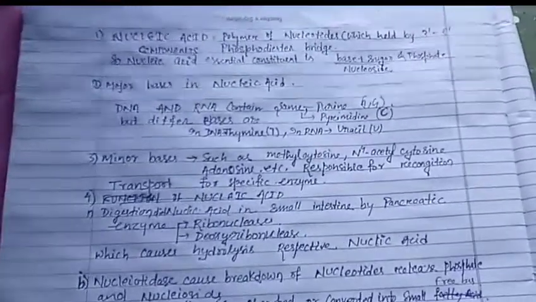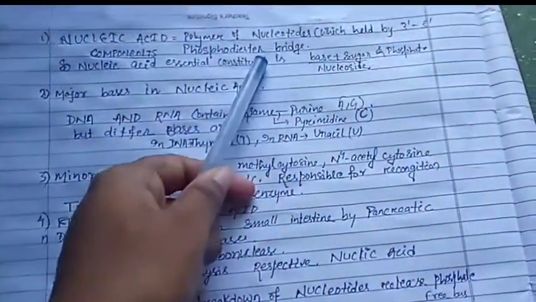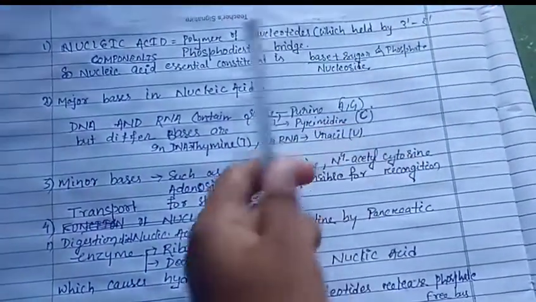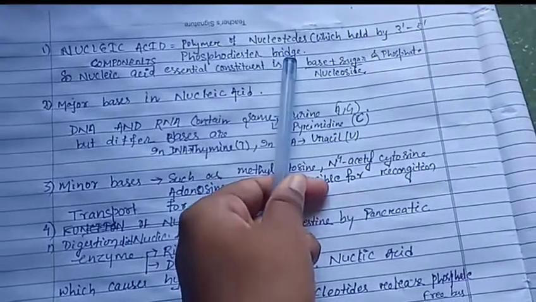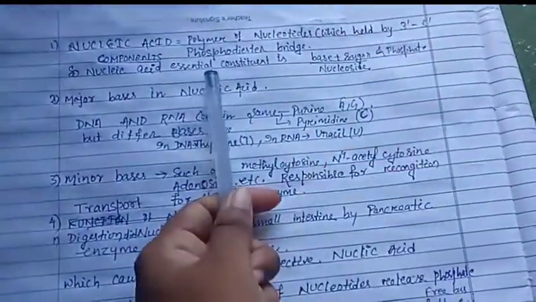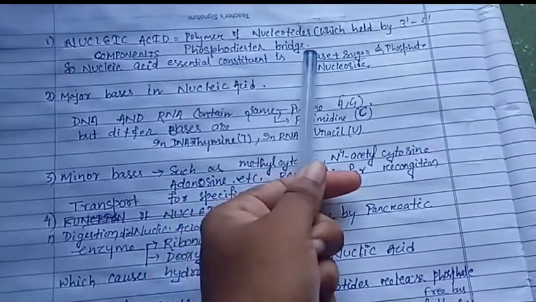Let's start. What is nucleic acid? Nucleic acid is a polymer of nucleotides formed by the phosphodiester bridge, meaning two nucleotides are connected by a 3 to 5 prime phosphodiester bridge.